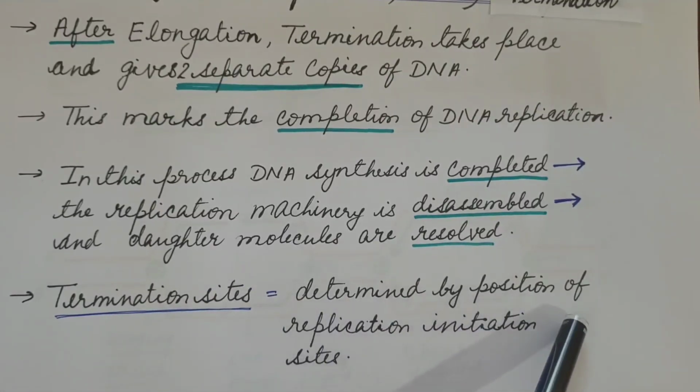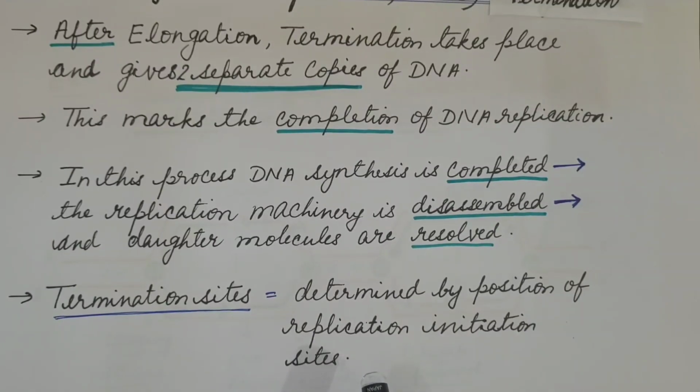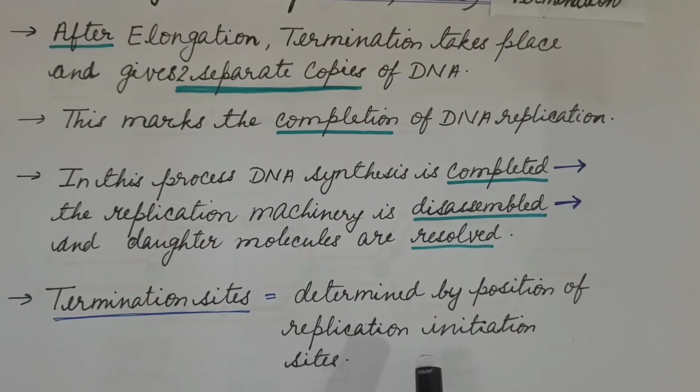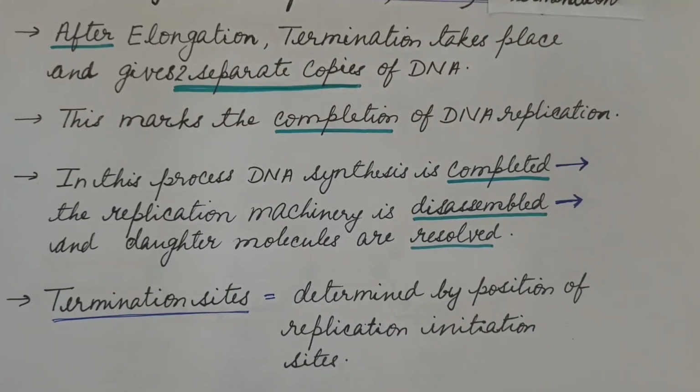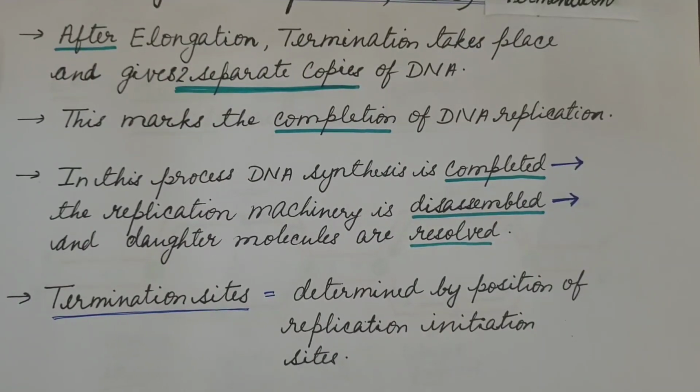It is determined by the position of replication initiation sites. We know that there are multiple origins of replication and hence multiple replication bubbles are formed, and the site where the adjacent replication bubbles converge, or the adjacent replication forks meet, is the termination site. But in case of the prokaryotes, there is a specific locus known as the ter site where the termination takes place, or the two replication forks meet, and this is diametrically opposite to the origin of replication.